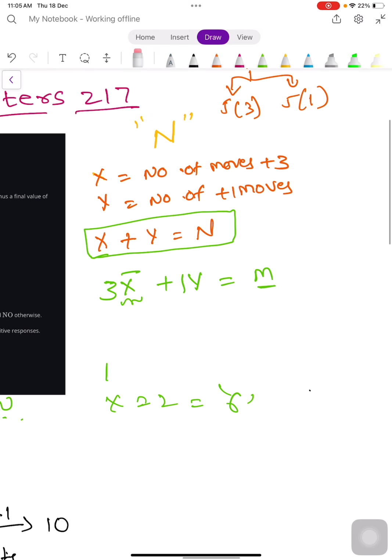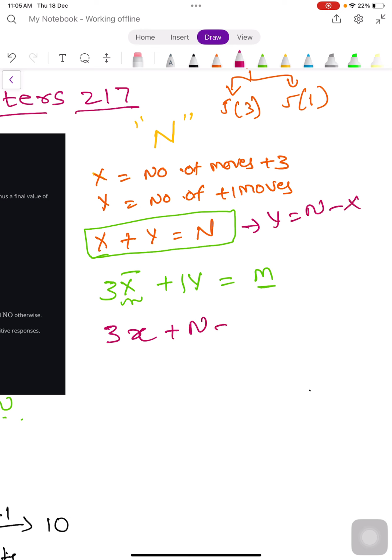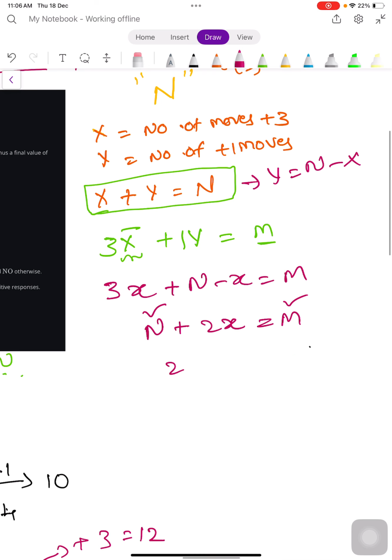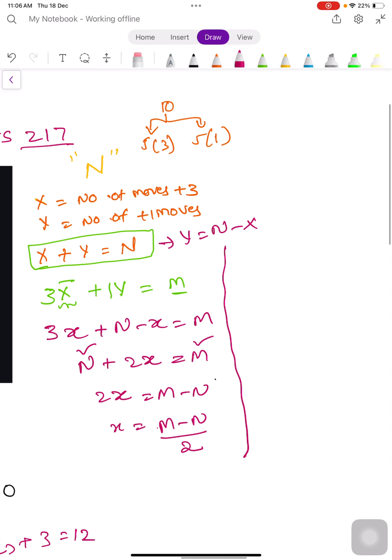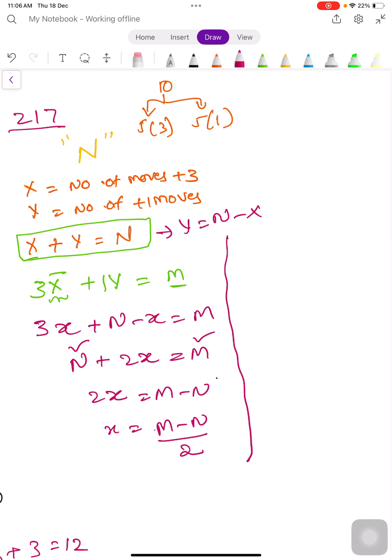So let's expand this equation a bit. 3X plus Y, and from the earlier term I can get Y equal to n minus X, so plus n minus X equal to m. If I simplify this equation, I will get n plus 2X equal to m. We already know the value of n, we already know the value of m. So let's try to figure out the value of X. 2X will be equal to m minus n, and the X value will be equal to (m minus n) divided by 2. Okay, let's take some examples and try to figure out what we will get from this observation.